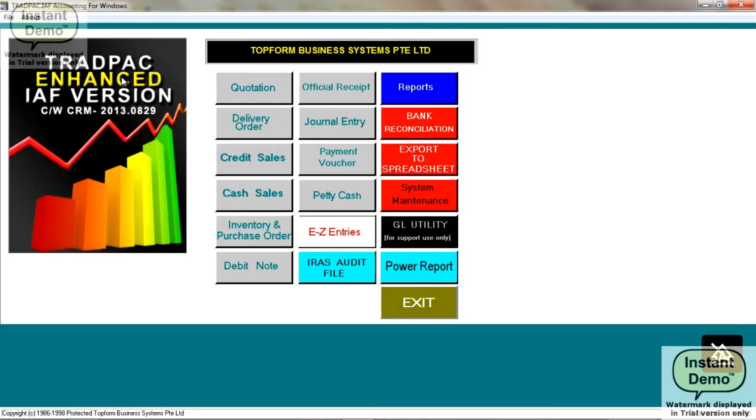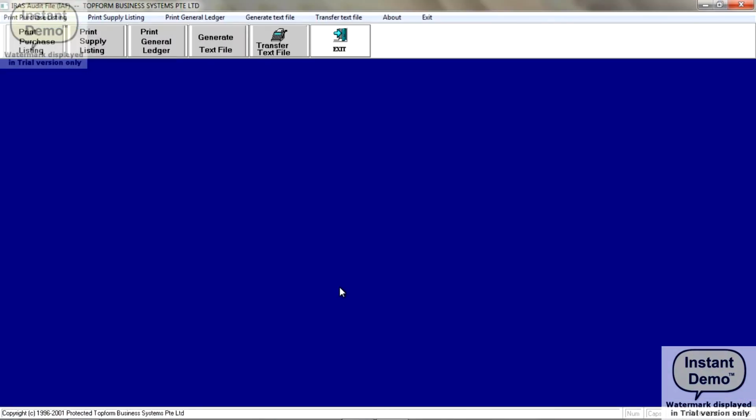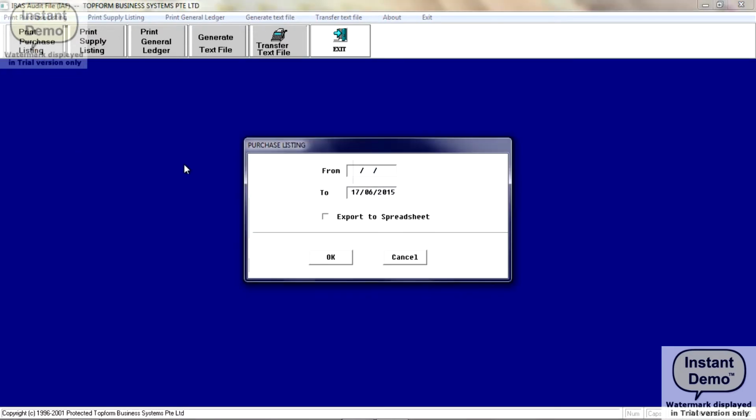Firstly, you can see that this is our TradPack Enhanced IAF version. IAF stands for IRAS Audit File. This enhanced version of our accounting application comes with IRAS compliant features and functions, which include the purchase listing.